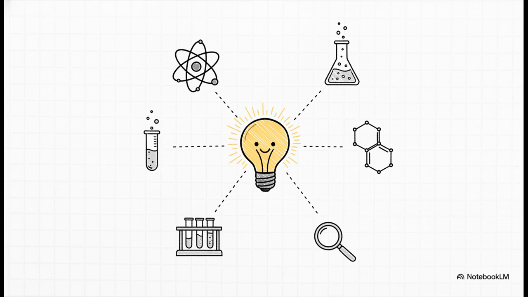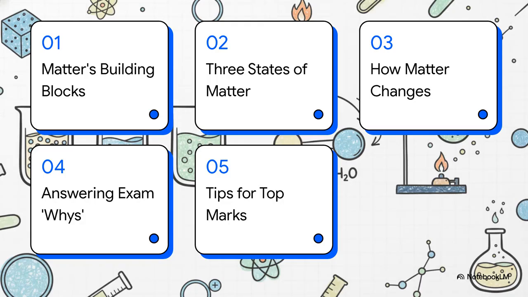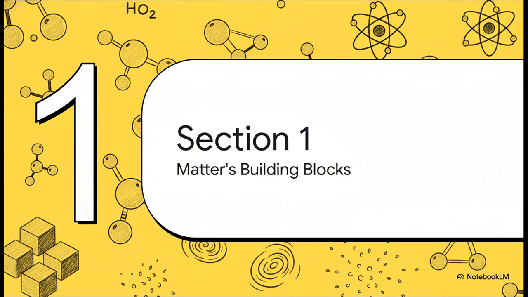So, let's get started. Here's our plan. We'll start with the absolute basics, the building blocks of matter. Then, we'll look at the three states of matter and see how they change from one to another. After that, we'll spend some time on those tricky why questions that you often see in exams. And finally, I'll share some simple tips to help you get the best possible marks. All right then, let's begin right at the start.